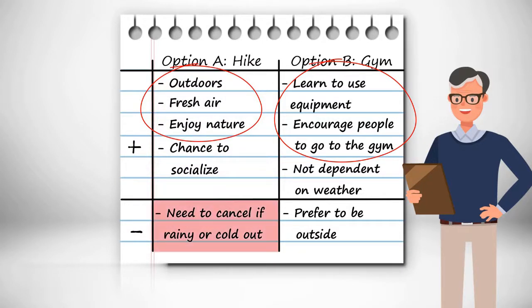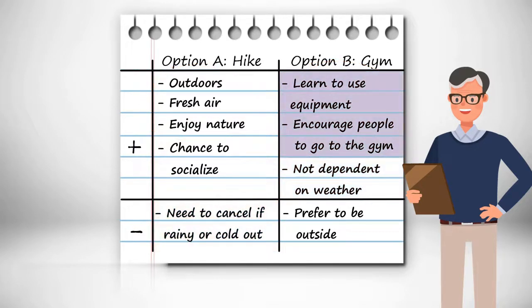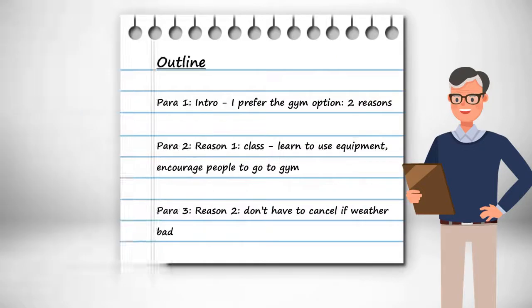The disadvantage of the hiking option, that we may have to cancel if we get bad weather, seems pretty strong too, so I'll use that to further support the gym option. Okay, so I basically have 2 main reasons that I prefer the gym option. I think I could write a paragraph about each of these, and I think I could write a short paragraph at the beginning stating my preference and mentioning that there are 2 reasons. I can make a quick outline here to guide me.